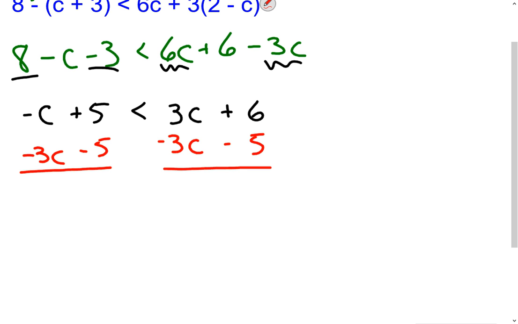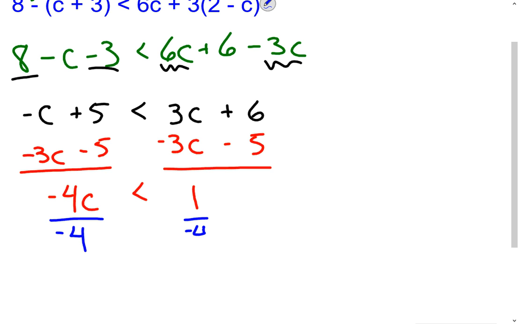Two steps in one. So now I end up with -4c on the left side. Notice my 5's are all gone, constants are gone. And on this side, my c's are all gone, but now I'm left with 1. And since I was just adding, technically subtracting the same thing from both sides, my inequality sign does not change. Now I'm going to divide both sides to get the c all by itself.